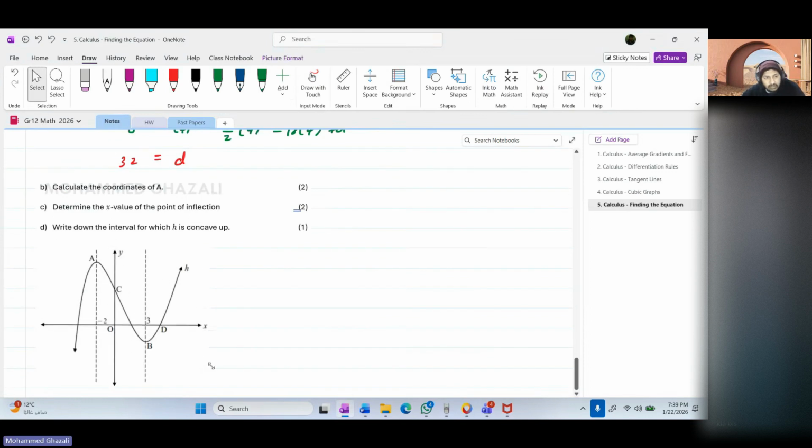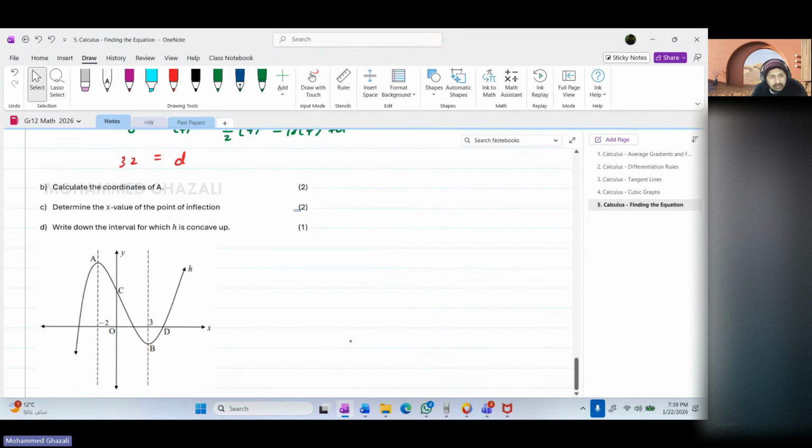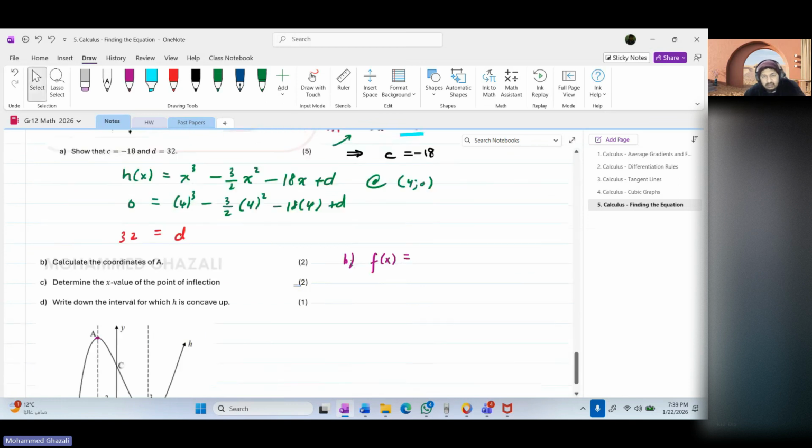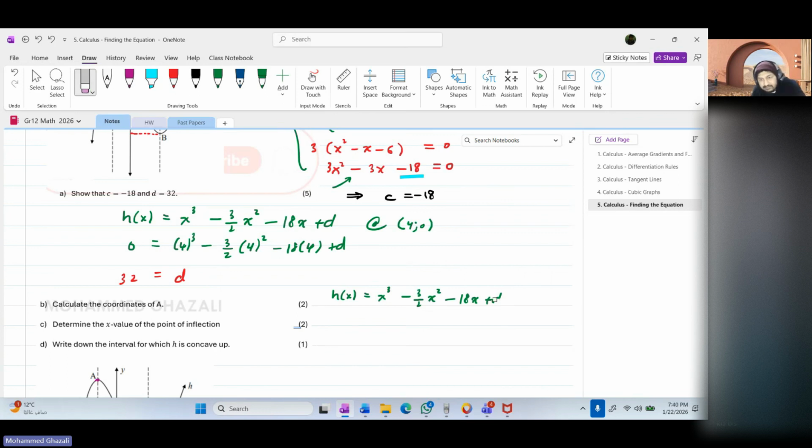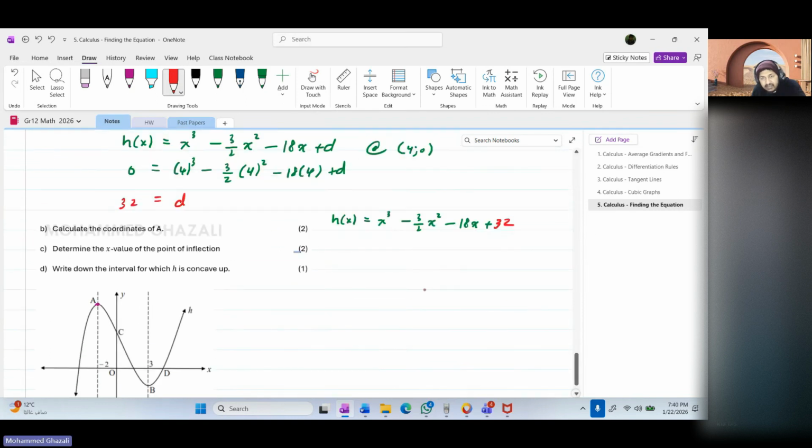So now what we want to find is calculate the coordinates of A. Very simple. To find the coordinates of A, you're just going to substitute minus 2 in the original function. So what's the original function? For B, you're going to say f of x is equal to, the original function is this, right? Now, remember, we already solved for the value of D, so I can change the value of D and put plus 32, okay? Right, so now this is my original function.